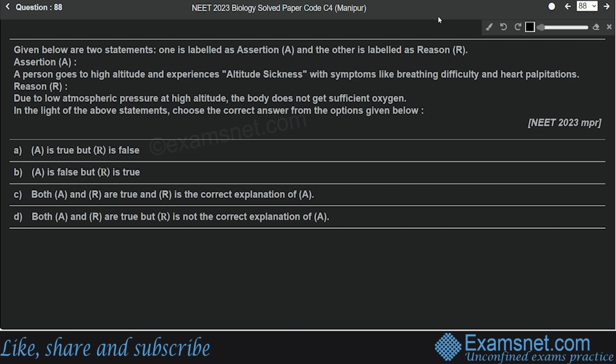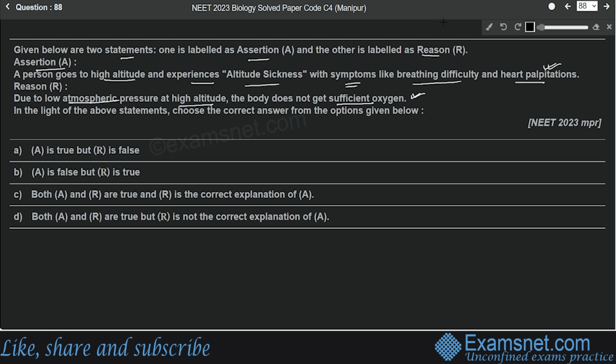Question number 88 is from the chapter Organisms and Population. Two statements are given here. One is assertion and the other is reason. So let's read the assertion. A person goes to high altitude and experiences altitude sickness with symptoms like breathing difficulty and heart palpitations. So yes, this is a correct statement. The reason is that due to low atmospheric pressure at high altitudes, the body does not get sufficient oxygen. This is also absolutely correct. And this is the correct explanation of assertion.